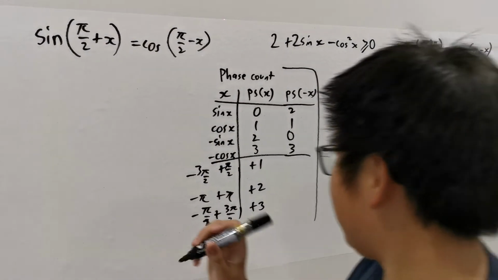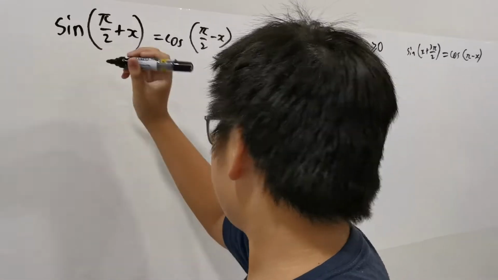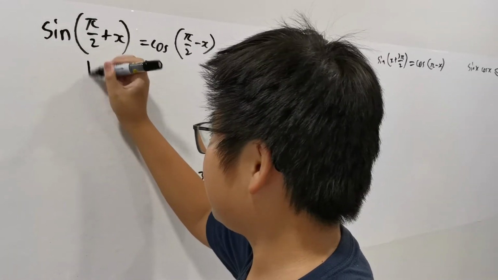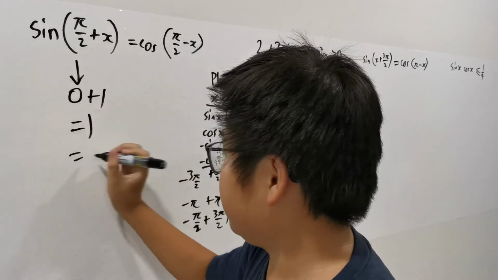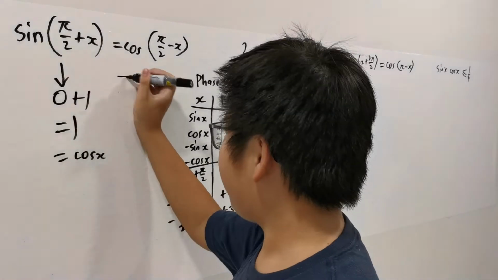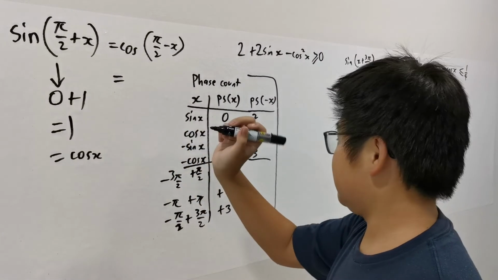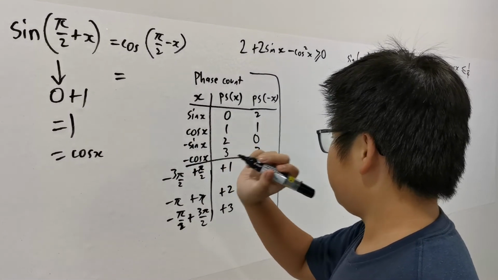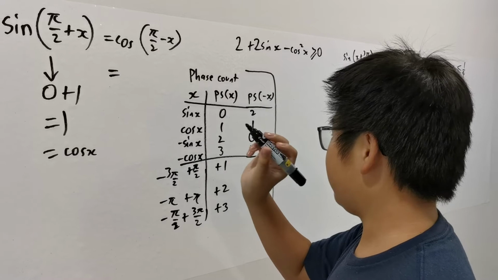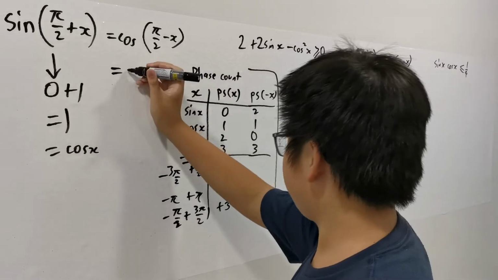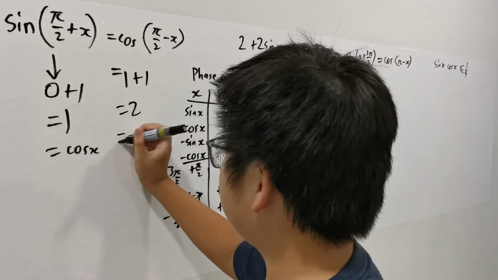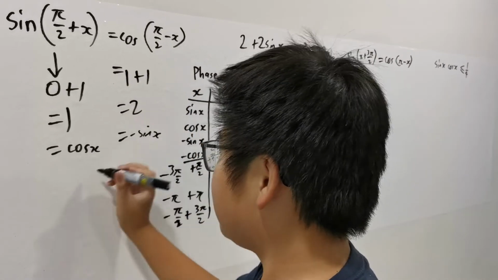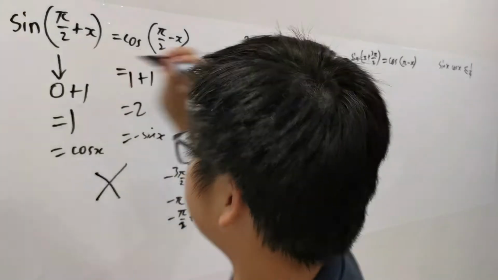Sine pi over 2 plus x, so we count the phase count on both functions. Let's start with this one. So we had 0 plus 1 equals phase count 1 equals cos x. However, cos minus x is the same as cos x. So what we do is that we put 1 plus 1 equals 2 equals minus sine x. So this statement, which is statement 1, is wrong.